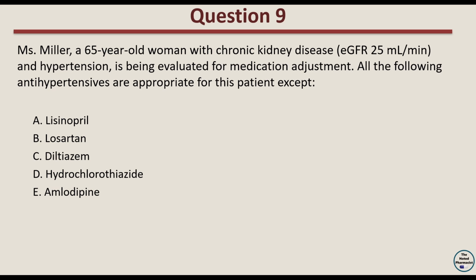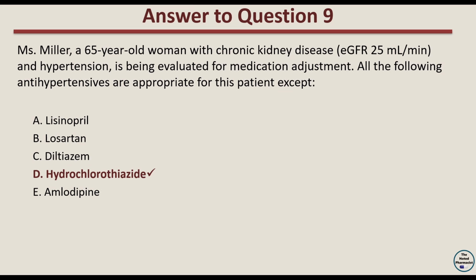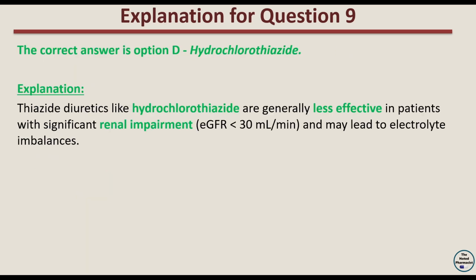The correct answer is option D, hydrochlorothiazide. The explanation is as follows. Thiazide diuretics like hydrochlorothiazide are generally less effective in patients with significant renal impairment, eGFR less than 30 ml per minute, and may lead to electrolyte imbalances.